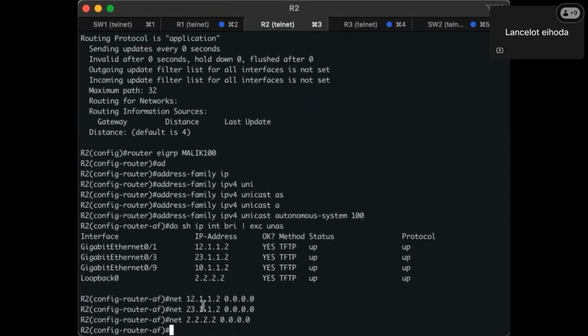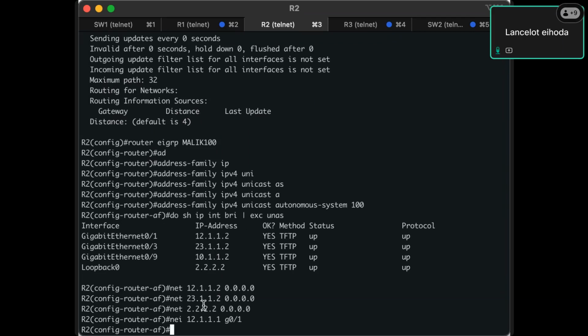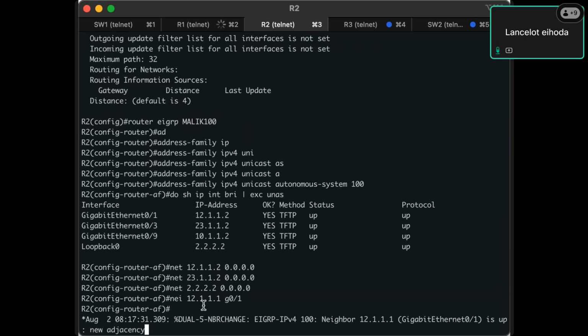Then if you remember, we said the neighbor on the gigabit interface should use unicast, right? Yes. So we need to specify that the neighbor, which is 12.1.1.1, is on gigabit 0/1. Yes. Okay, moment of truth. If we have configured this properly, we should have the router complaining. Did the router complain? No, it's up. It just says it's up.